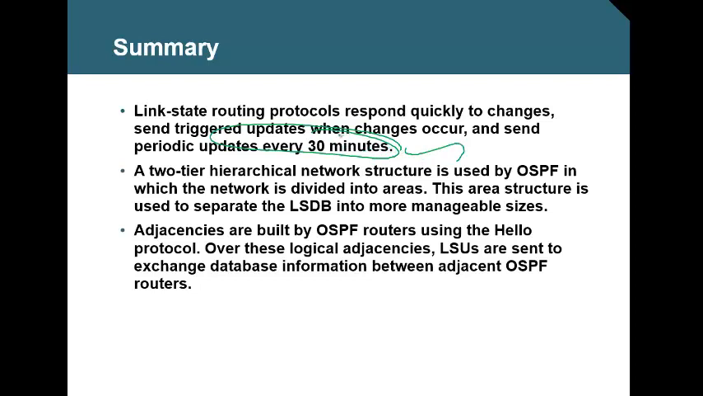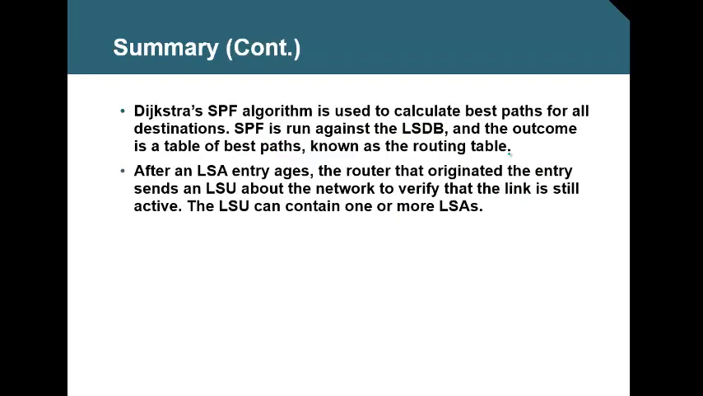Next, we spoke about the two-tier architecture, which is very important for us to do summarization, to reduce the number of updates, to reduce the impact of the topology change, to minimize the size of the routing table. We also learned that the hello packets are sent every 10 seconds and certain parameters are checked. If they match, it forms adjacency. In a LAN, there will be a DR and BDR, so full adjacency will be only with the DR and BDR. In a WAN environment, there is no DR or BDR, so there will be full adjacency.